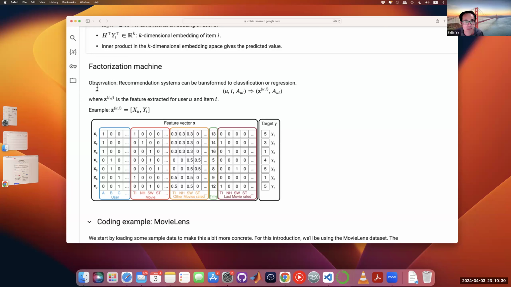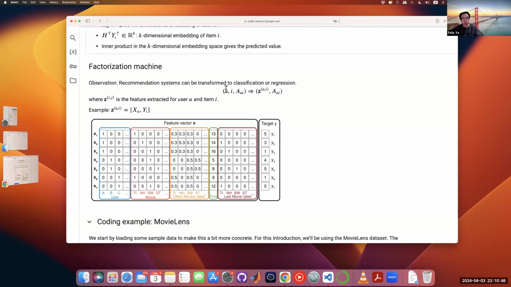Here you can think about it as the following. We have a u and i, right? So u is the user ID and i is the movie ID. But of course, u and i are just integers.